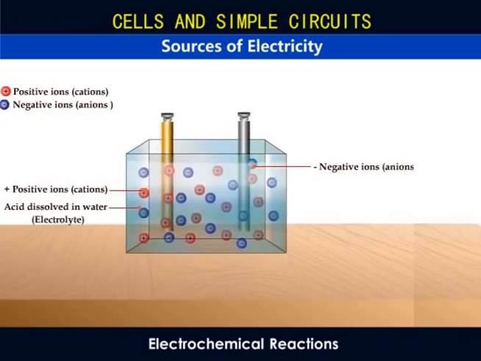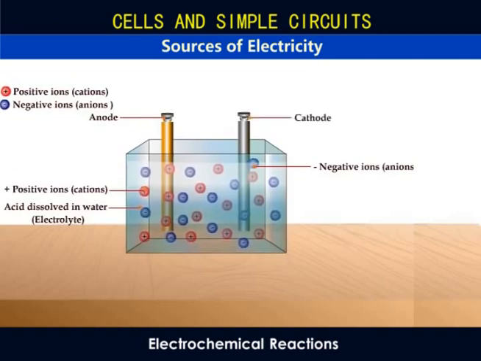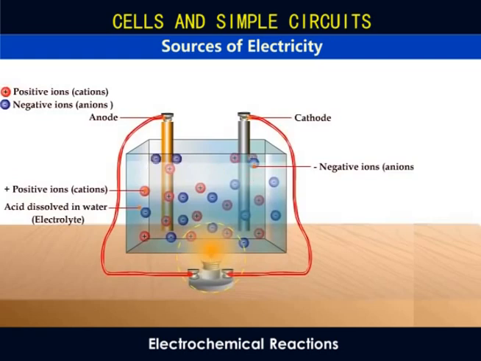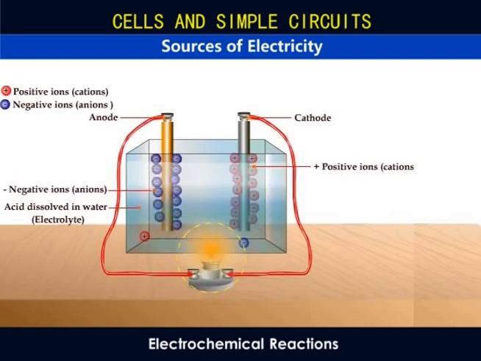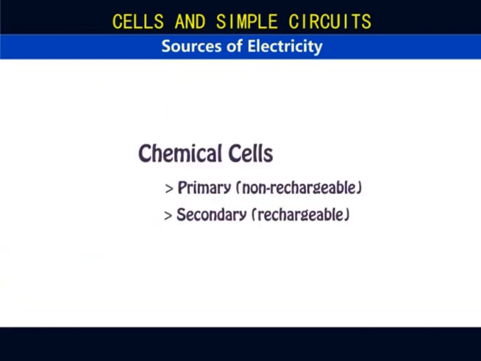Metal rods immersed in electrolytes act as electrodes. The positive electrode is called the anode, and the negative electrode is called the cathode. These electrodes attract oppositely charged ions, resulting in flow of electrons. This is called a chemical cell. There are 2 types of chemical cells, primary and secondary. Primary cells cannot be renewed once the chemicals are depleted.